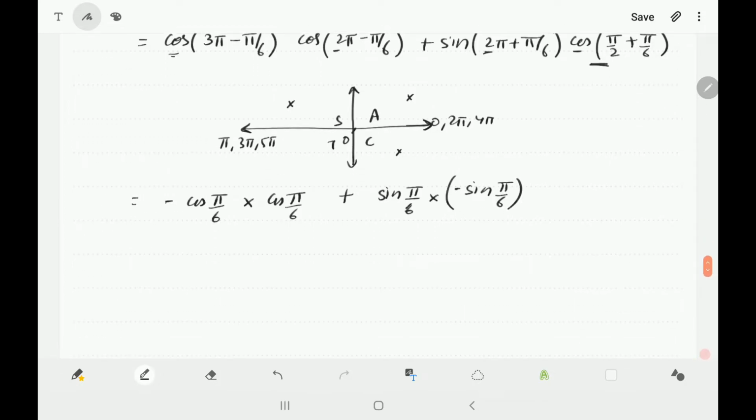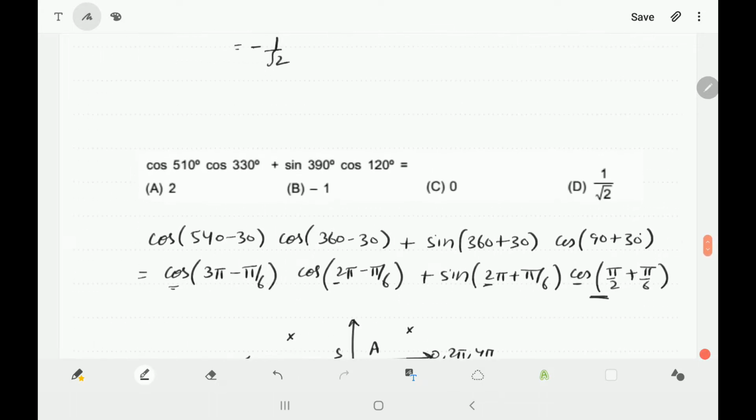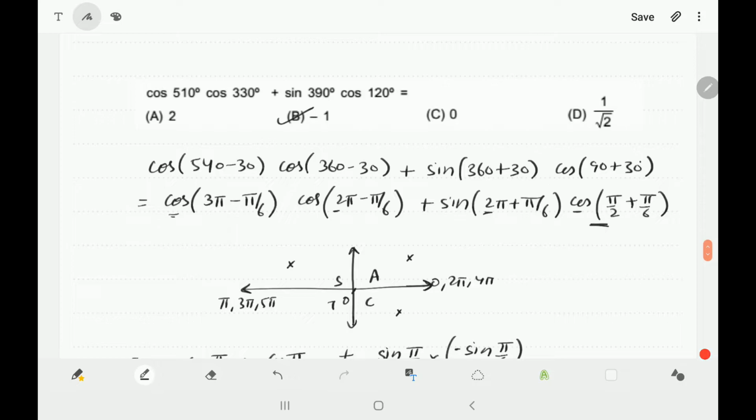Okay, so let's simplify this. Cos 30 is root 3 by 2, which is sine 60 only, root 3 by 2, plus sine 30 is half, and minus sine 30 is minus half. So this value will be equal to minus 3 by 4 minus 1 by 4, which is minus 4 by 4, and the answer for this problem will be minus 1, and hence the answer is option B for this problem.